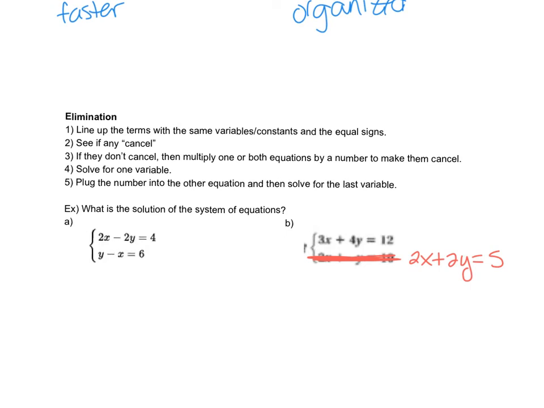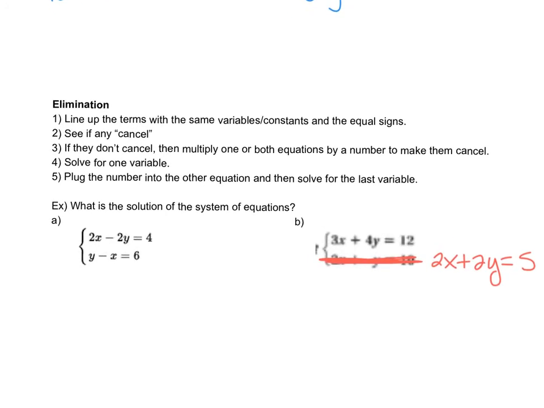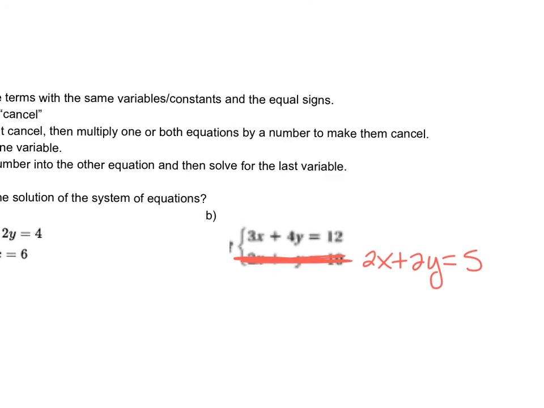So elimination. This sounds difficult, but I'll just tell you what it is, then we'll do it. First you need to line up the terms with the same variables, constants, and the equal sign. So the x's need to be under the x's, y's, equal sign, constant. First, see if any cancel. They cancel by adding the two equations together. If they don't cancel, then multiply one or both equations by a number to make them cancel. Solve for one variable, then plug in the number to the other equation and solve for the last variable.